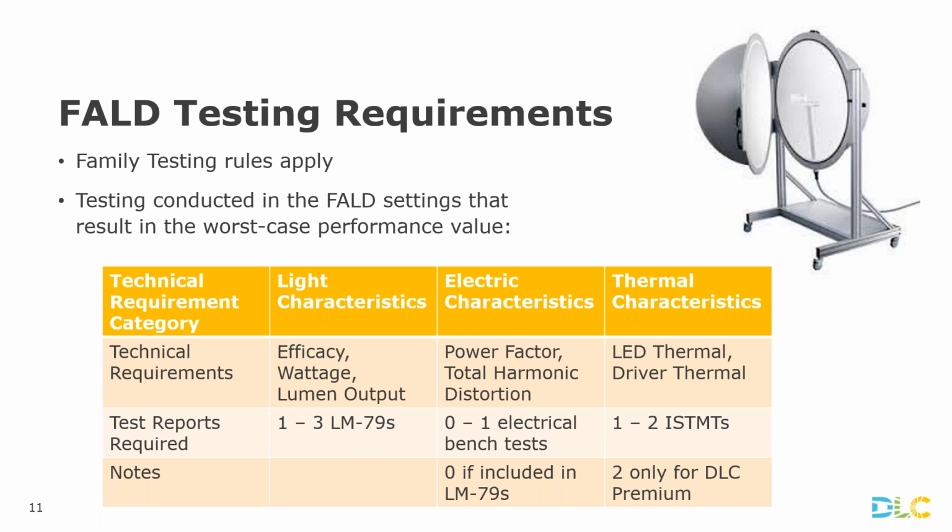So similarly, the electrical characteristics, if the worst case power factor and total harmonic distortion are not captured in one of the LM79 test reports, that would be an additional bench test. And the thermal characteristics reports, that may be 1 or 2 in situ temperature measurement tests, depending on whether it's DLC premium or just DLC standard. Moving ahead.